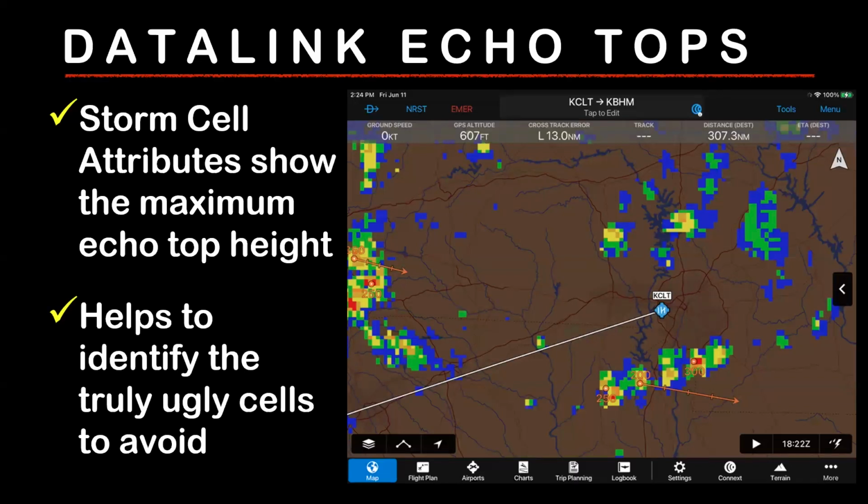So basically, anytime you see one of these storm cell attributes, either with a line or without a line, that's a good indication that this is probably a pretty ugly cell and you probably should avoid it, even if there's no lightning. Notice I have lightning turned on here, and there's not a single lightning strike anywhere in the area. So these are essentially rain showers, which may turn into full-blown thunderstorms. But even so, these are something that you definitely should avoid.